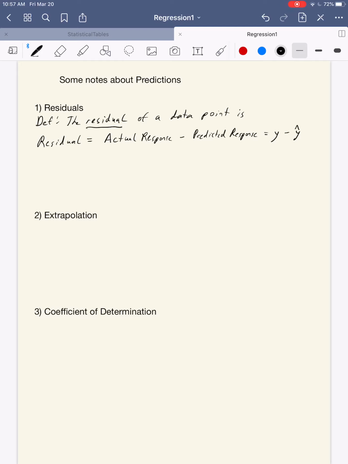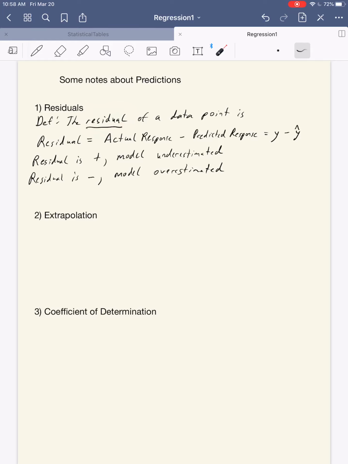A couple things about the residuals here. We're going to do a lot with residuals in our next video, but a couple comments that you should keep in mind. If the residual is positive, what this means is, if the residual comes out as a positive number, that means the actual is larger than the predicted. So what that means is that the model underestimated. And if the residual is negative, then the actual must have been smaller than the predicted, which means that the model overestimated.